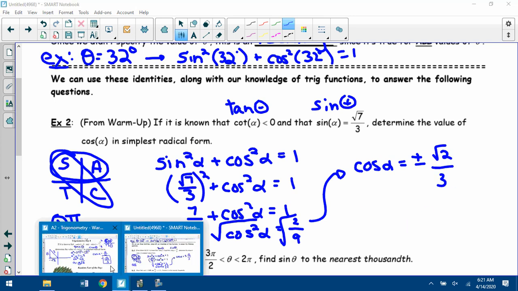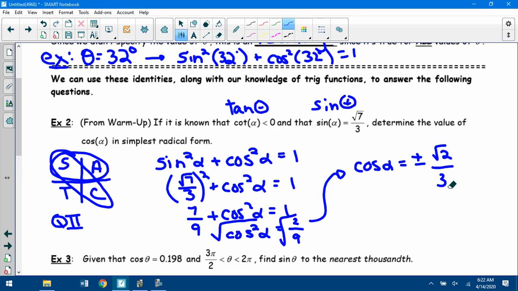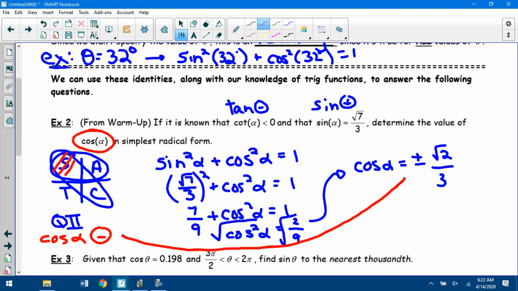You know, compare that to the warm-up. That's close. The answer is negative radical 2 over 3. Right now we've got plus or minus radical 2 over 3. That's where this plays in. If I'm in quadrant 2 and I'm looking for cosine, is cosine positive or negative in quadrant 2? It's negative because cosine is only positive in 1 and 4. So over here we're negative. So this tells me that my answer is negative. So it's negative radical 2 over 3.